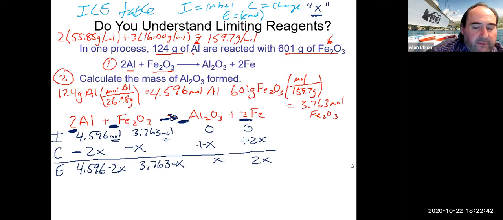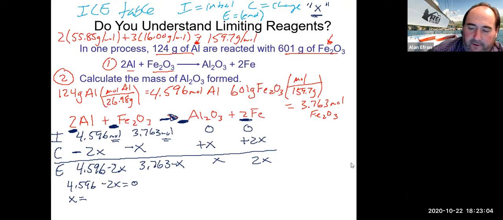To figure out which one is the limiting reagent, we're pretty much going to take our two reactants and set each of them equal to 0 and solve for x. So if I do that, 4.596 minus 2x equals 0. And if I solve for x in this case, we're basically just going to divide by 2.